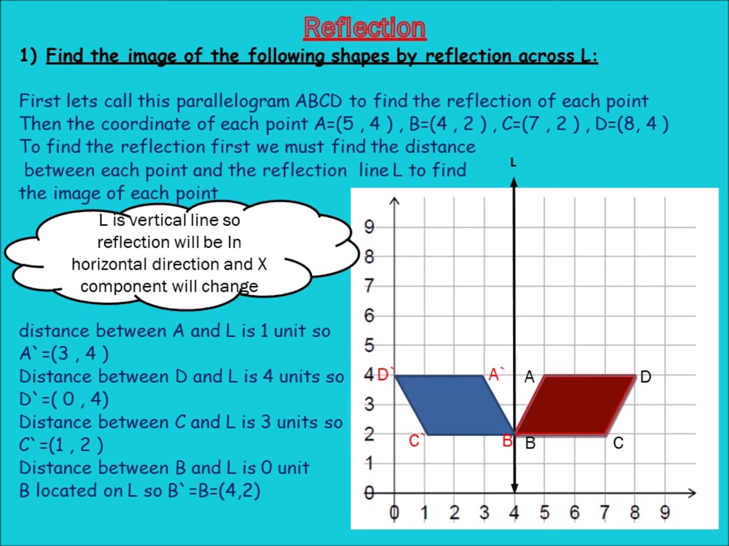Okay, what about the point C dash? Here, the distance between C and L is 1, 2, 3, 4 from the right side. So I will move 4 units to the left side. I will have C dash, and it will be on the coordinates 1 and 2. The same for the point B. Here B, there is no distance, or 0 distance, between B and L. So B dash also will be 0 distance from L. That's all for the reflection.